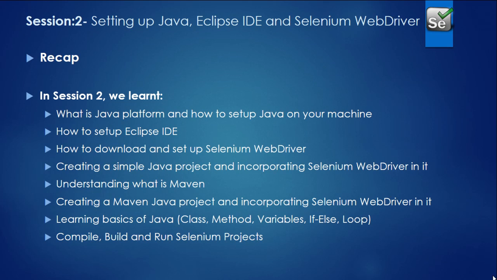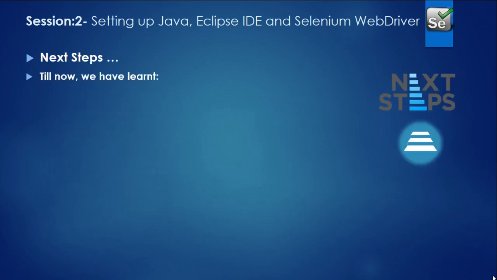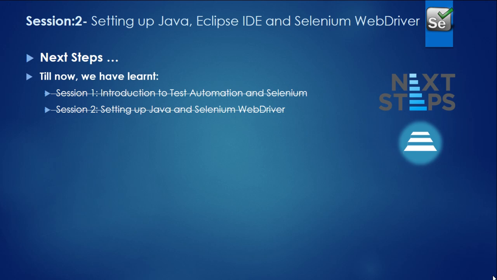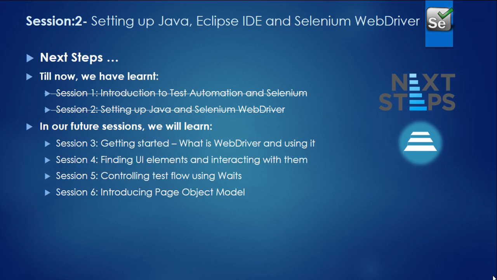So now let's see what will be our next steps. Up till now we have completed two sessions, and we have completed setting up Java and incorporating Selenium WebDriver in it and creating simple Java projects with Selenium WebDriver. Next, in our future sessions, we will be taking a deeper look into WebDriver and using its most commonly used methods to control the browser. Next, in session 4, we'll have a look at the object recognition mechanisms available within Selenium to find the UI elements and interact with them.